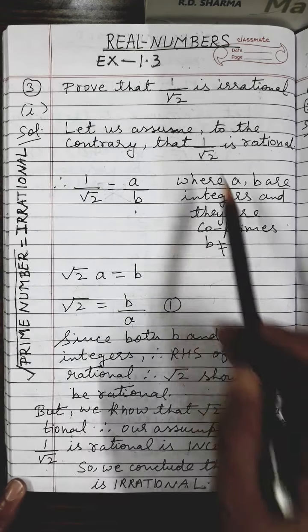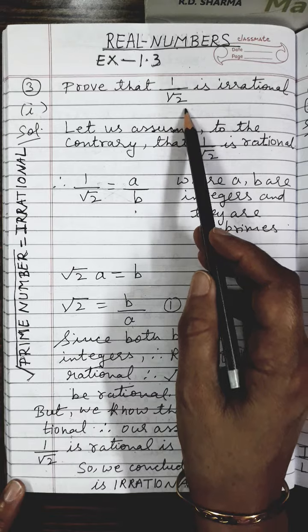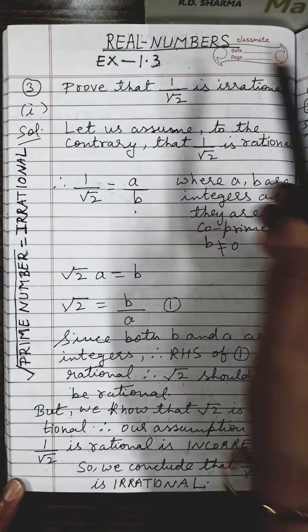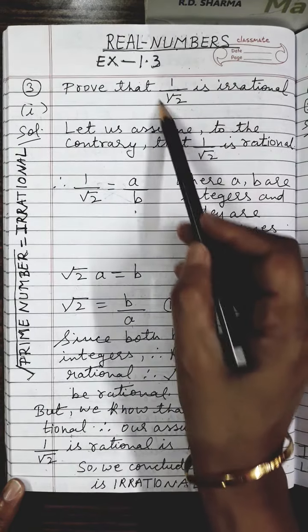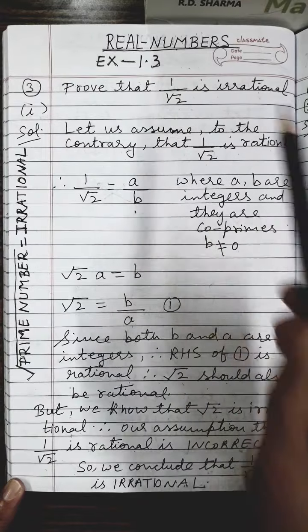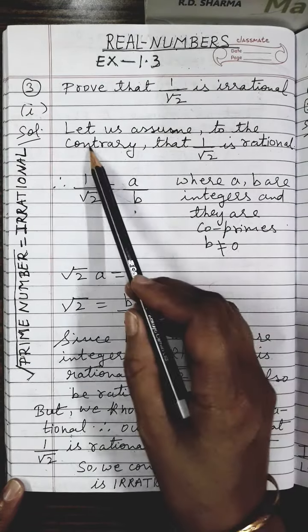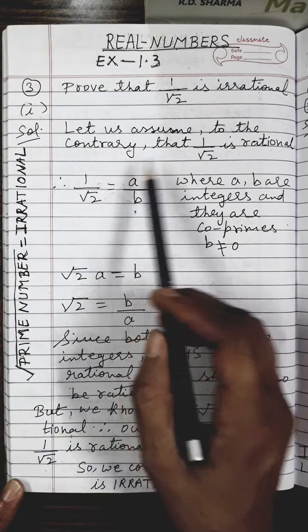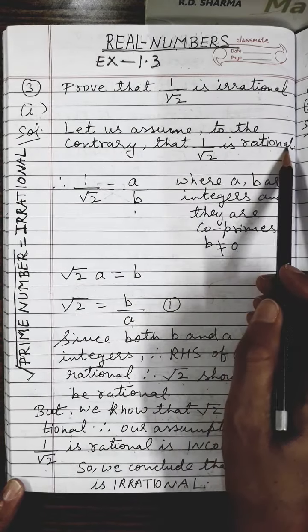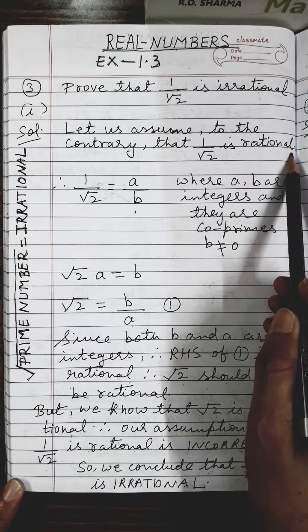So let us come to the question. We have to prove 1 upon root 2 is irrational. In contradiction method, we have to assume just the opposite of what I have to prove. For example, in this I have to prove 1 upon root 2 is irrational. So what I will assume? Let us assume to the contrary that 1 upon root 2 is rational. Means irrational को हमको rational assume करना है.